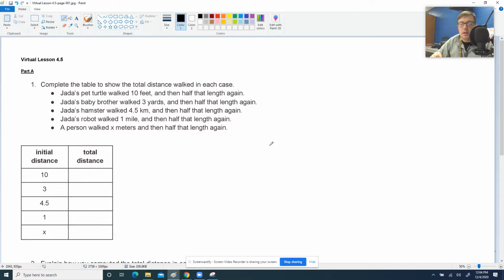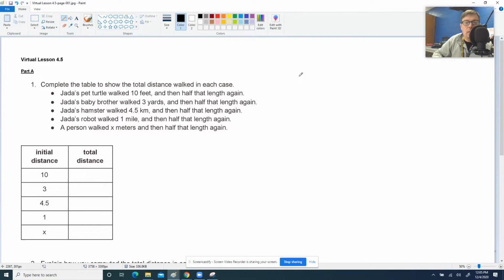In this lesson, we're going to be looking at these increases and decreases by fractions, and we're going to do some diagrams, and we're also going to do some equations that match up with it. So the first thing I've got here for us to look at is this table that we're going to fill out of all these situations with Jada and the things that are around her. And it's going to have us find the total distance that each one of these things walked.